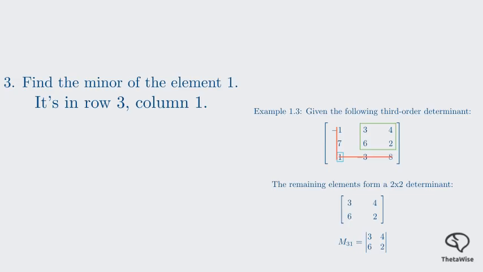Let's calculate its value. We multiply the main diagonal, 3 times 2, and subtract the product of the other diagonal, 6 times 4. This gives us 6 minus 24. This equals -18, so the minor of 1 is -18. We have successfully calculated all 3 requested minors. All our answers match the provided memo.